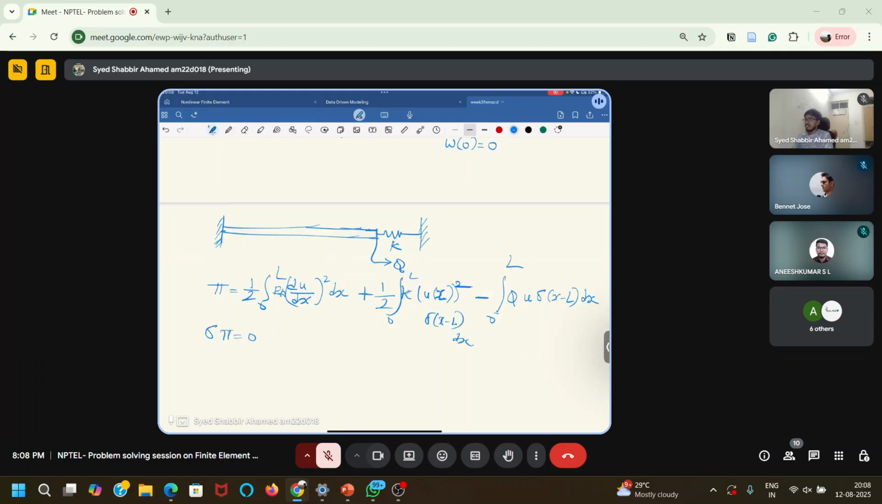You will get the first and second, and the third also you can solve. Whatever the Galerkin approach which we have used, you can use that and solve the third also. And the fourth is something which I'll explain in a simple manner.